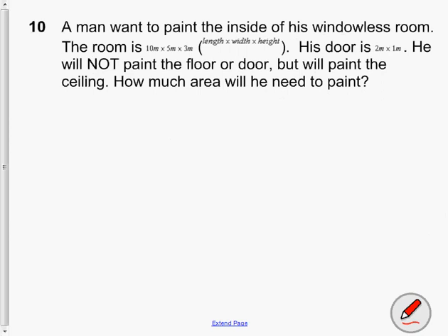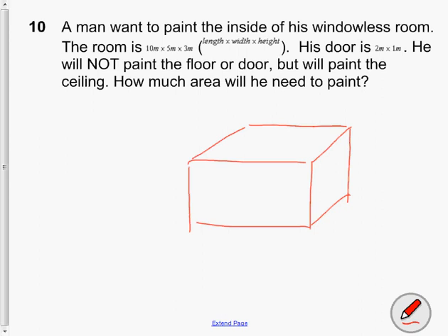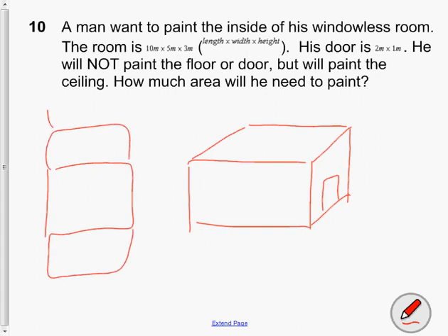Question 10. A man wants to paint the inside of his windowless room. The room is 10 by 5 by 3. So if I drew it, quiet on the set, we are filming. This is his windowless room with his door. So if I was to draw the net of that room, the net would look something like this. So this 10 by 5, we'll make this 10, we'll make this 5, and we'll make this 3.